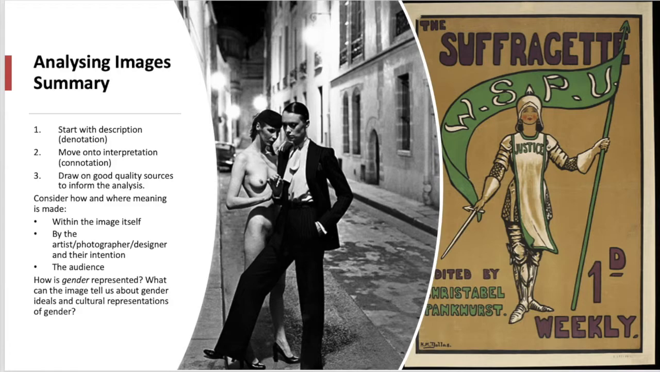I also want you to think about audience. So who was this image created for, and what were potentially audience reactions? How was the audience meant to engage with this image, and what kind of meanings did it have circulating within culture? And then, because this is a theme of this whole term, I want you to think about how these images represent gender. What can these images tell us about gender ideals and cultural representations of gender? Okay, so over to you.